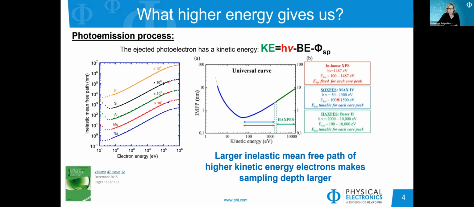If we look at the universal curve that everybody is familiar with, that again describes this inelastic mean free path as a function of kinetic energy, in-house lab-based systems work between 100 and 1500 eV, and there is an almost linear relationship between kinetic energy and inelastic mean free path. This graph is taken from a paper that was discussing synchrotron-based high-energy sources. So HAXPES, let's say at BESSY, has a variable energy from 2000 to 10,000 eV that results in kinetic energy of the electrons up to 10,000 eV. And that, of course, will result in larger sampling depths.